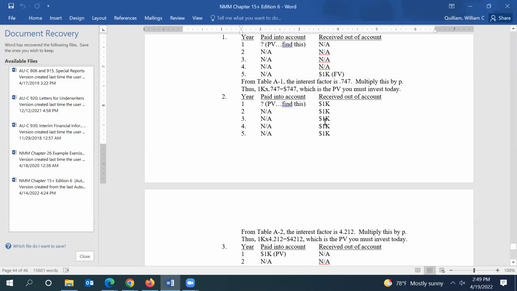So coming back up here to number 2, the present value as we find it is going to be $4,212. If we invest that today in a bank account, or hopefully in something like a mutual fund, which pays more than a bank account, then the 6% is much more realistic. But we're going to receive out of this account at the end of each of the next 5 years, $1,000. We will exhaust this account at the end.